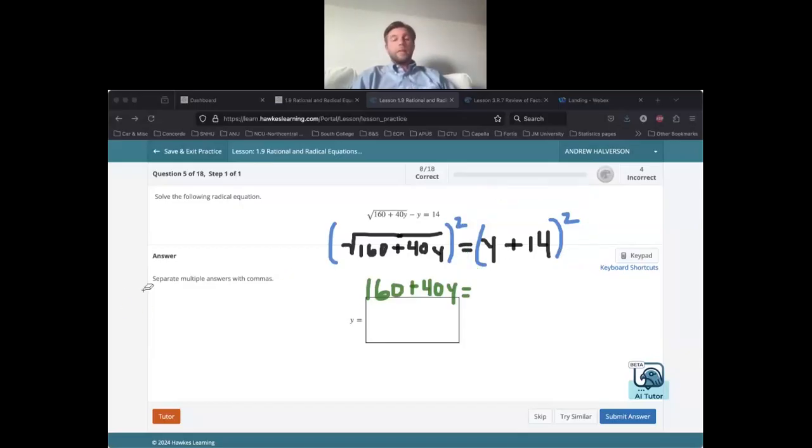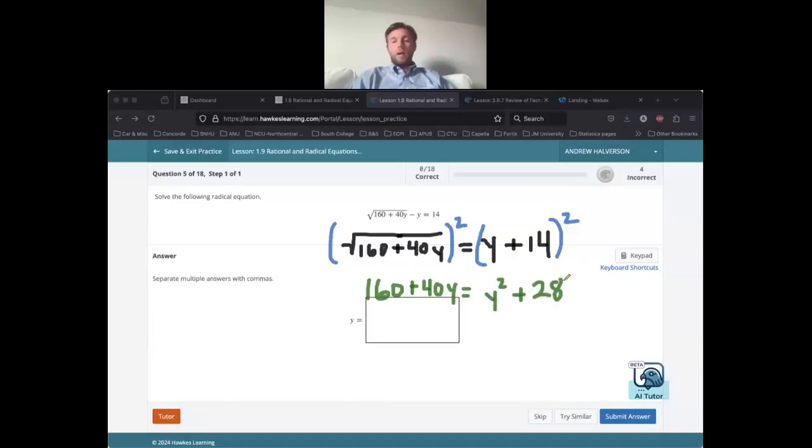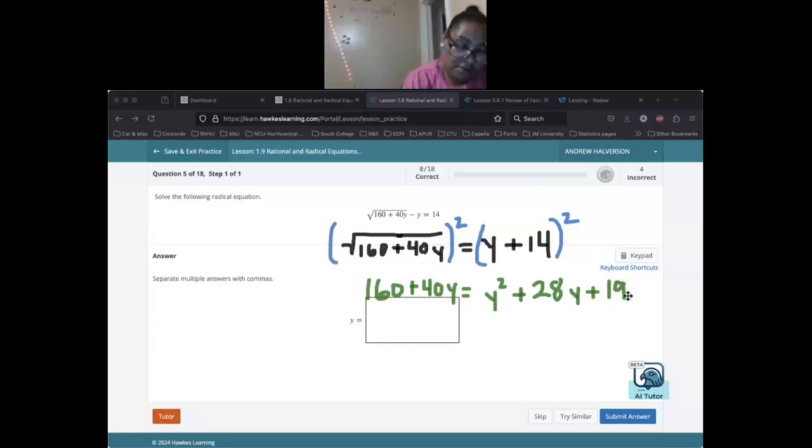Well, for that, there are a couple different ways you can go about it, but fundamentally, you can apply FOIL, or you can apply your perfect square trinomial, whichever way you want to think about this, your choice. When we do that, we get y squared plus 28y plus 169. Nope, 196. Thank you. See? Don't let me do math.